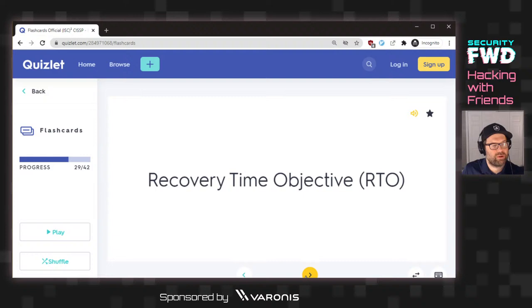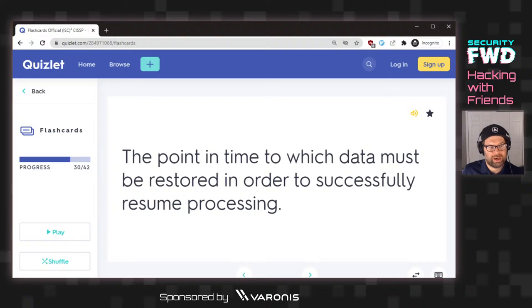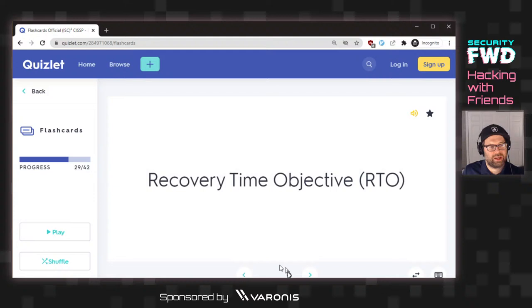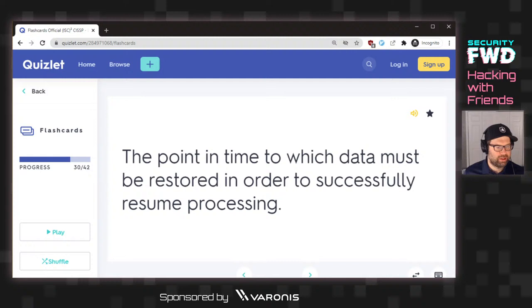Okay. The point in time to which data must be restored in order to successfully resume processing. It's got to be related to this, like a recovery time objective. So this would be data must be restored. Recovery point objective. So recovery time and recovery point. I agree. Sometimes terms are used too loosely, and so many of them are just a hair's breadth away from another term. This is recovery point objective.